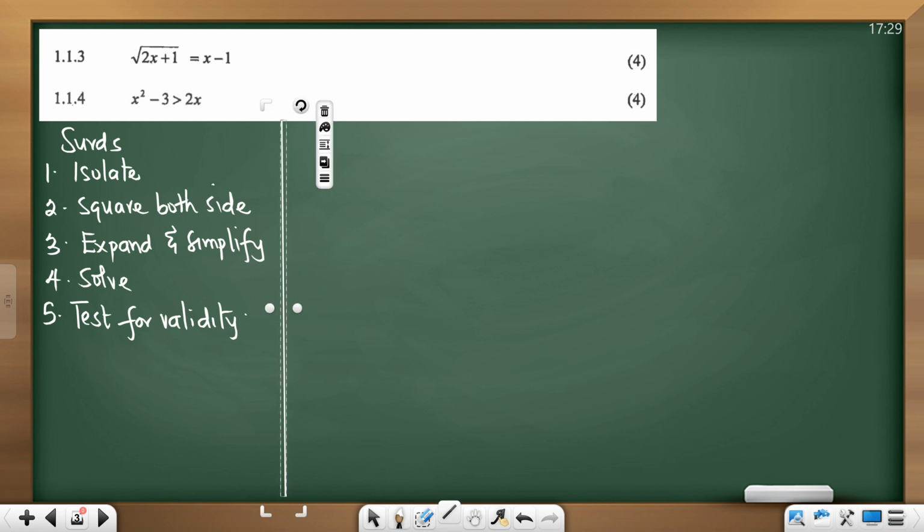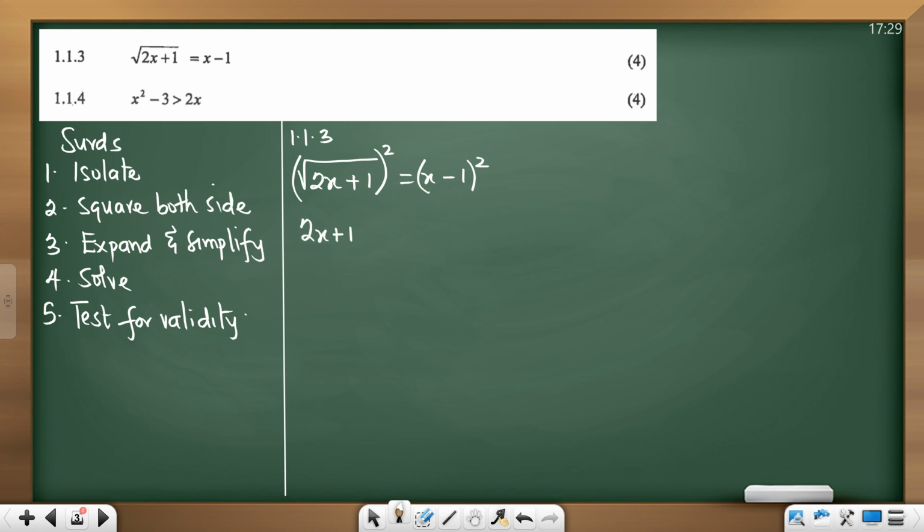So, isolate the surd. This surd has already been isolated. What do I mean by isolate? It must be on one side of the equation. All right, that has been done for us already. What do we do? We square both sides. When you square, what happens? The square root goes. You are left with 2. This is routine, guys. Every learner must know how to do this. Minus 2x plus 1. Expand and simplify.